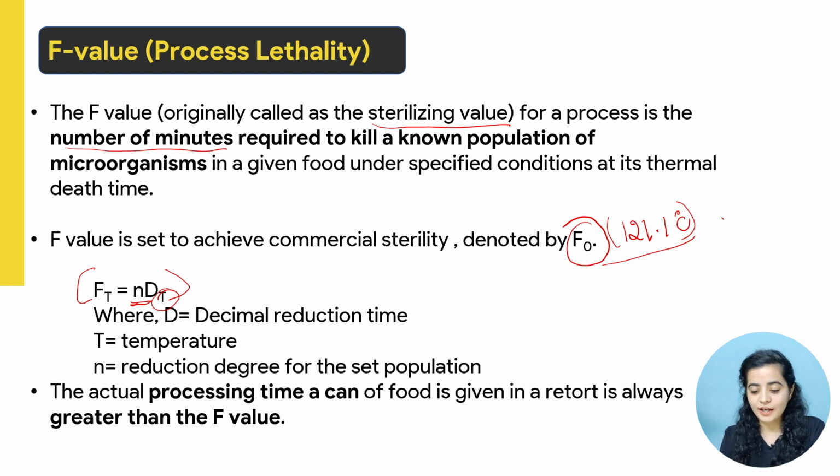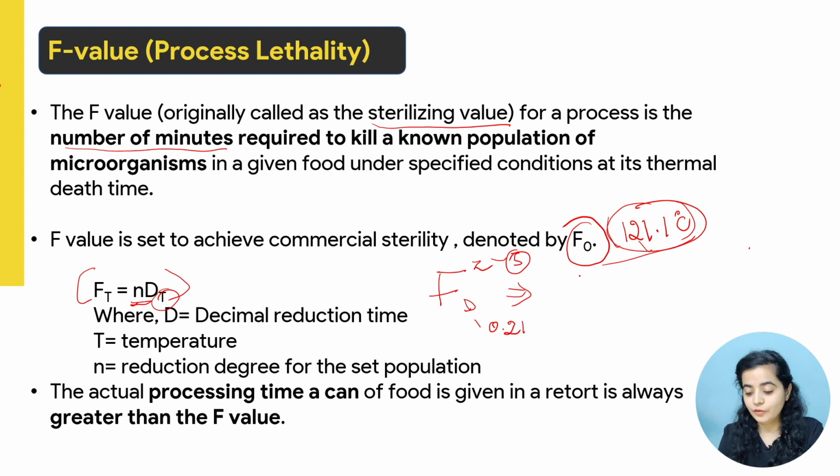Also, please note that F value is generally denoted with its Z value and D value. Suppose at a temperature of, say, 121 degrees Celsius, any bacteria has a Z value of 5 degrees Celsius and the D value of that bacteria, say, is 0.21 minutes.